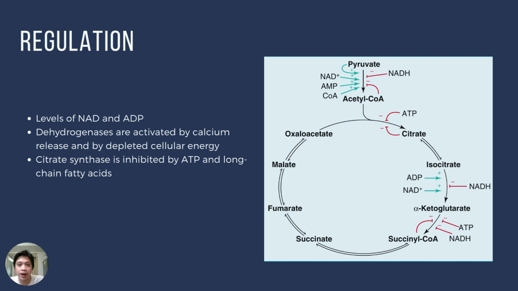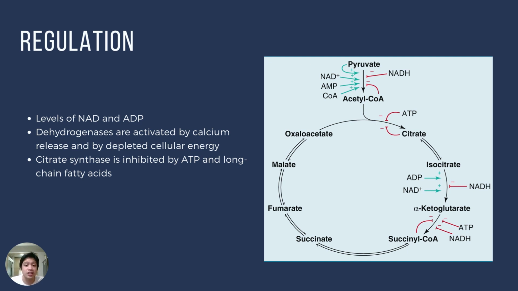So in the image here on the right, we will understand that NAD, AMP, and coenzyme A, which are indicators of low energy, will speed up the production of acetyl coenzyme A from pyruvate through the intermediate step. Next, ATP and citrate will slow down the Krebs cycle. NADH, or high levels of the reducing equivalent NADH, will slow down the Krebs cycle. ATP will slow down the Krebs cycle.